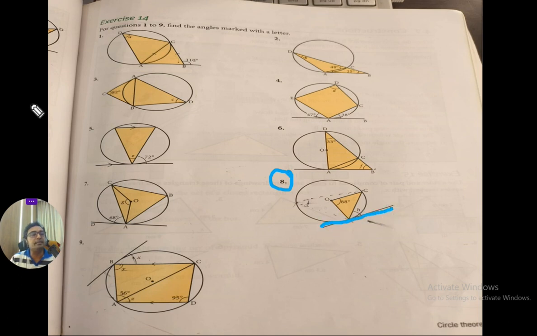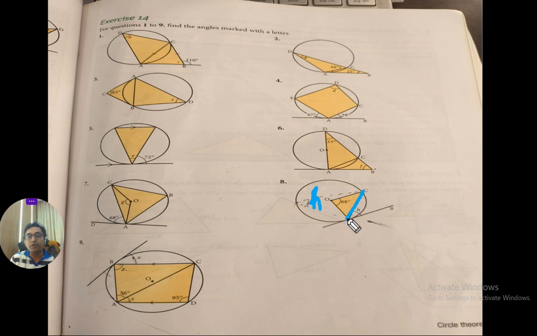Now, question number 8. AB is a tangent. This is angle H. And this chord AC is subtending an angle of 88 degrees at the center. Now, if this is the chord AC and this is the tangent, and we draw the subtended angle in the alternate segment, this angle is equal to this angle. So H is equal to this. That means this is also H.